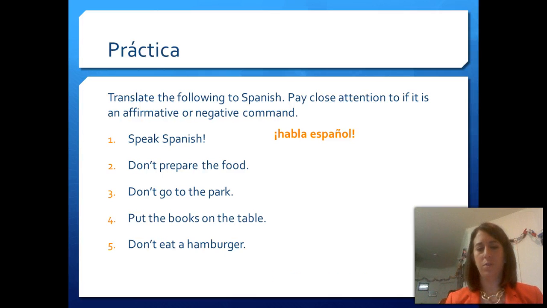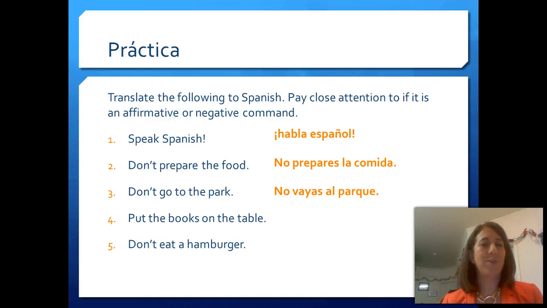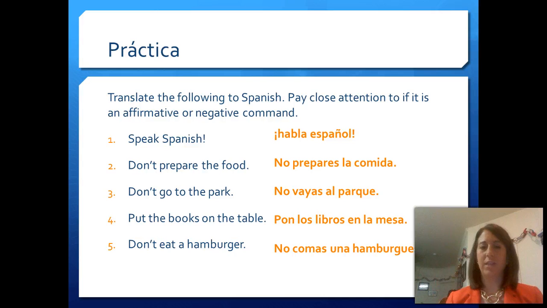Don't prepare the food. No preparas la comida. Again, preparar is an AR verb. Opposite ending is ES. Don't go to the park. What's our verb to go? If you said ir, you are correct. That's one of our irregulars. No vayas al parque. Put the books on the table. Positive command, that's one of our irregulars. Pon los libros en la mesa. And then, don't eat a hamburger. Comer, remember, is our command. So no comas una hamburguesa.